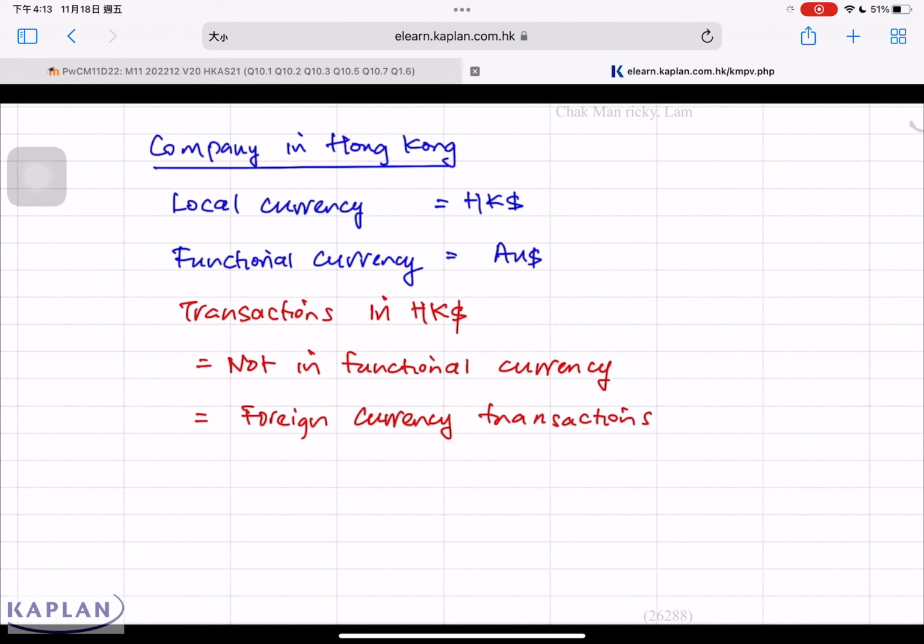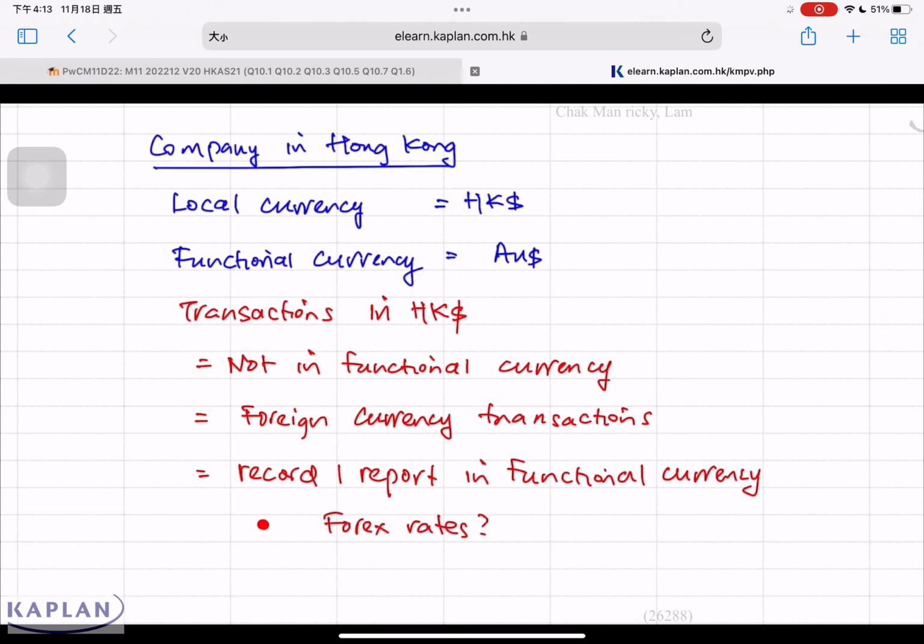If it's a foreign currency transaction, obviously you must apply AS 21. Record or report in functional currency. In this case, the functional currency is Australian dollar. When we say report or record, the first factor we must consider is what exchange rate to use for the recording. When recording in another currency, likely there will be some forex gain or loss. The question is whether we recognize this forex gain or loss in P&L or in OCI. This is the issue we're going to discuss: foreign currency transactions. A foreign currency transaction means any transaction that is not in functional currency. We call these foreign currency transactions.